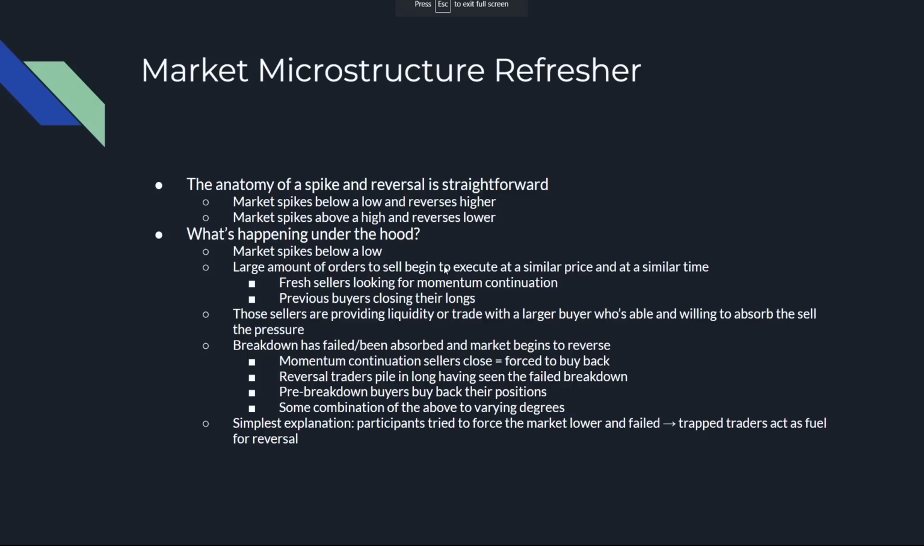And so what happens is the following. First, the market spikes below. We're going to use the bullish example just because it's easier. First of all, the market spikes below a low, right? And two things happen, or I guess two forms of the same thing: a large amount of sellers, or specifically a large amount of orders to sell, begin to execute at a similar price and at a similar time. Now, who might those sellers be? I think they broadly belong in two categories. One is the fresh sellers looking for momentum continuation, and the second is previous buyers closing their longs.